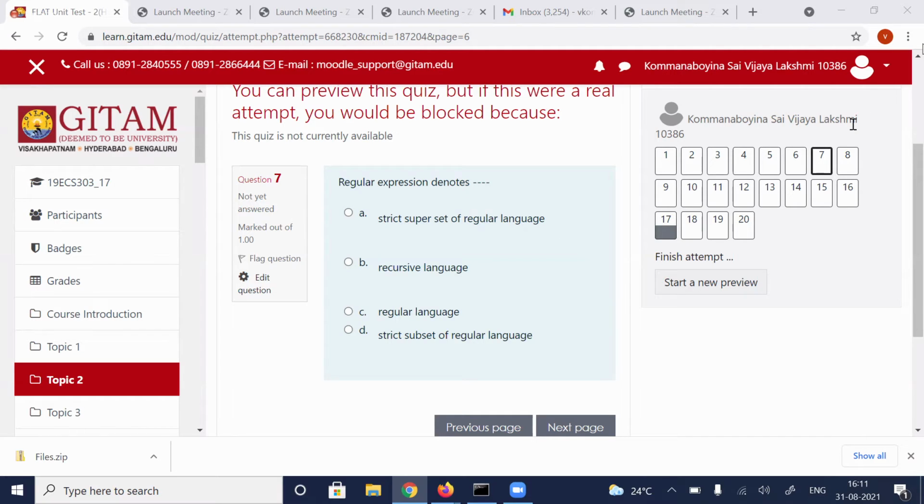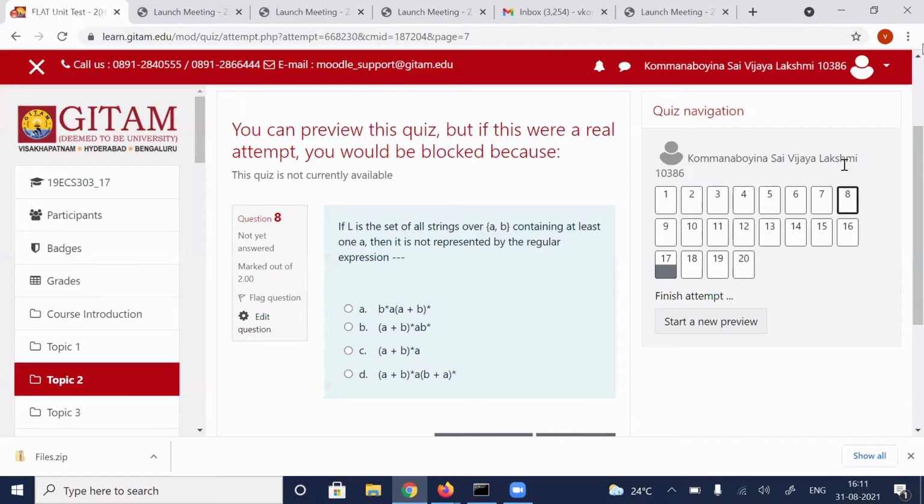This is regular language only. If L is a set over A comma B containing at least one A, then it is not represented by the regular expression. L is set of all strings over A comma B containing at least one A. Verify each, is it having one A or not? Yes, it is also having. It is also having. All are having at least one A.